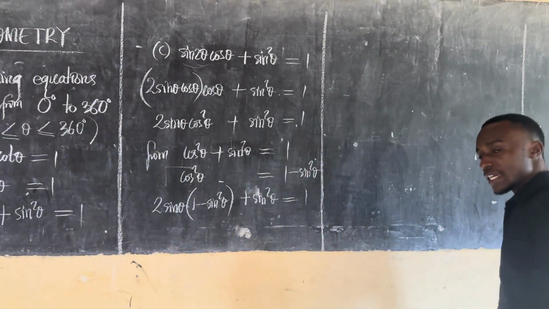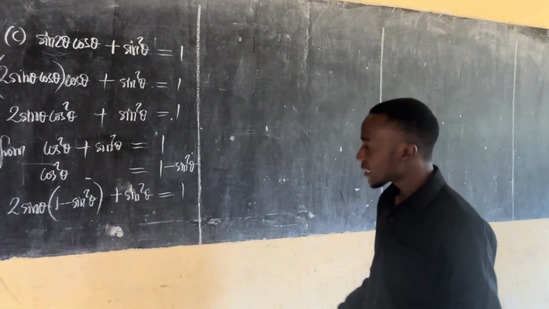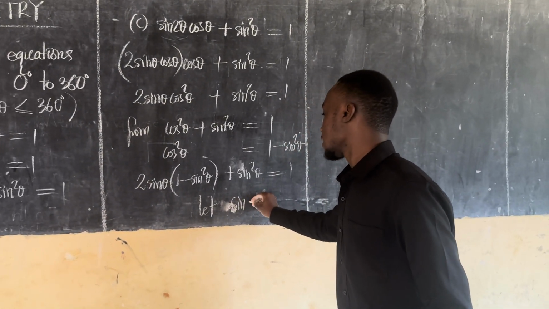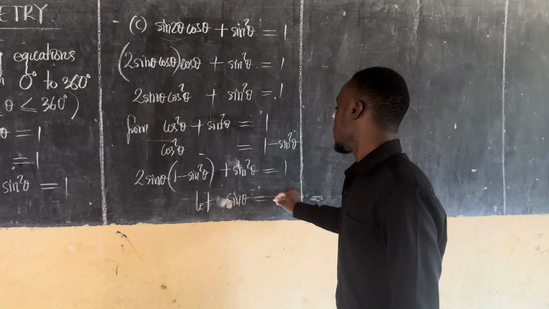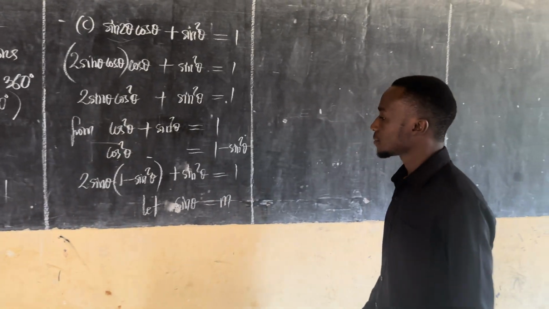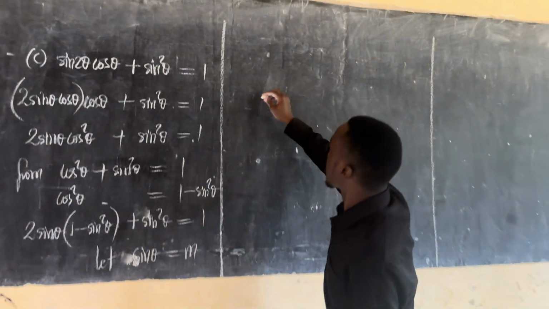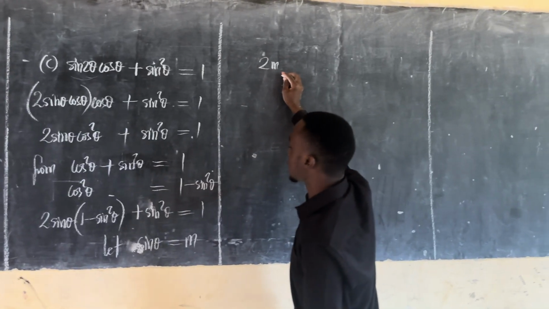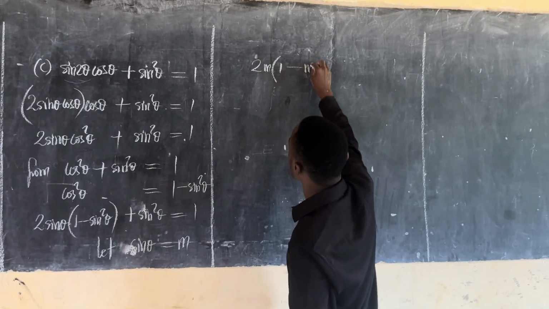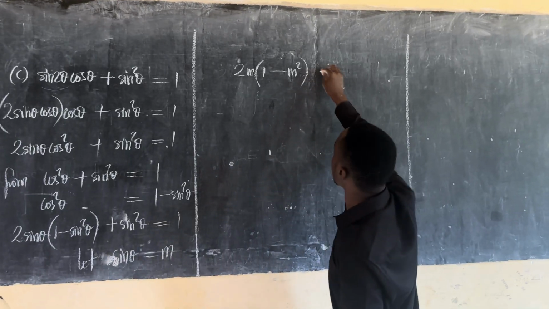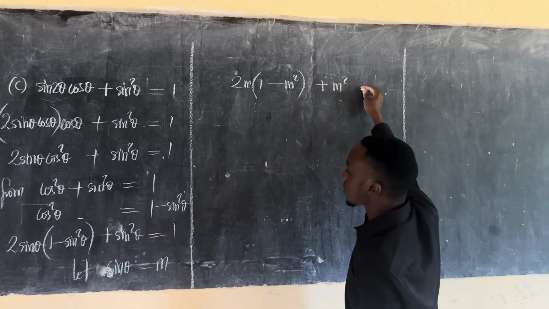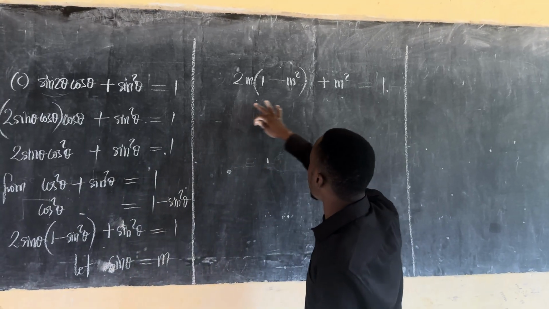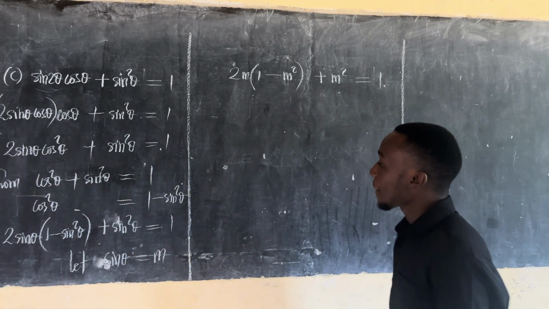Even before simplifying at this very stage, I can let sine theta be any letter, to be m. Thus now my equation becomes 2m into 1 minus m squared plus m squared equal to 1.